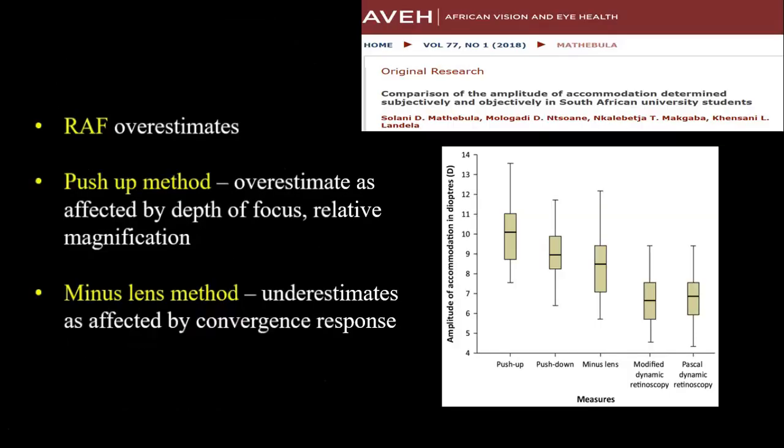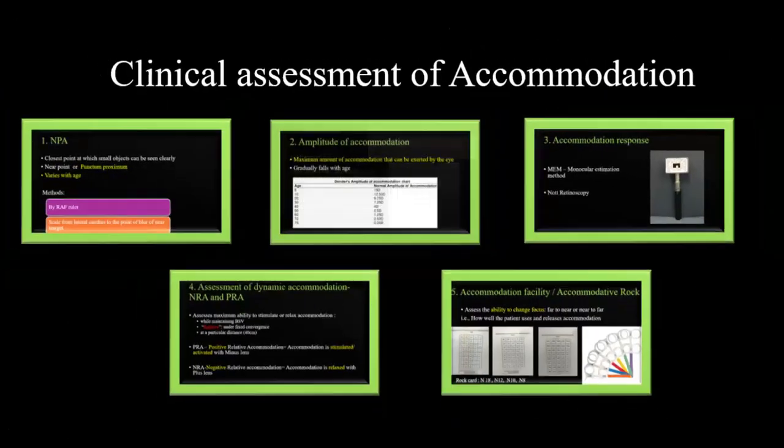Similarly, for push away, starting from near the eye, we push the target away from the eye. Among the other methods, RAF and push-up usually overestimate, whereas the minus lens method underestimates the amplitude of accommodation.